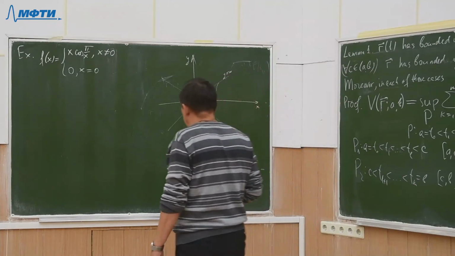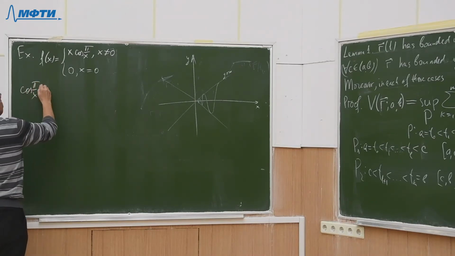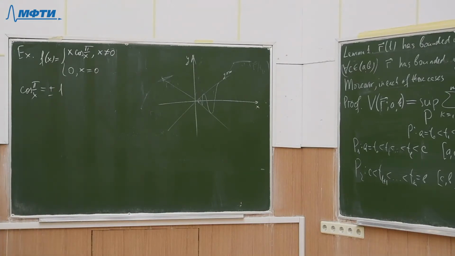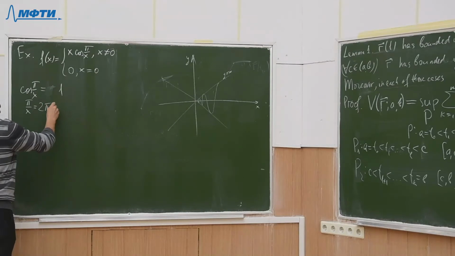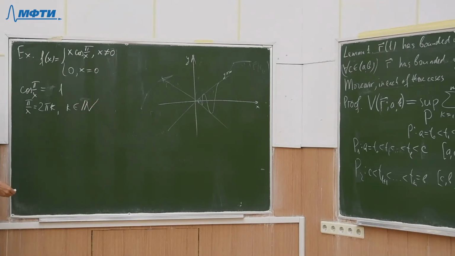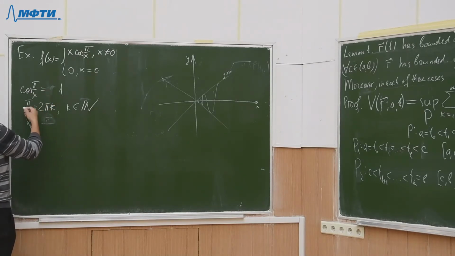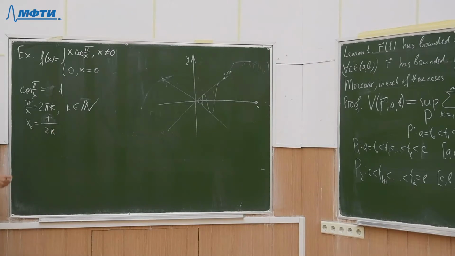How to prove it? Okay, so we should solve the equation cosine pi over x is equal to plus or minus 1, right? So, when it is 1, I'll start with 1, then pi over x equals 2 pi k, k natural, let me consider only positive numbers. So x_k equals, cancel pi, 1 over 2k.